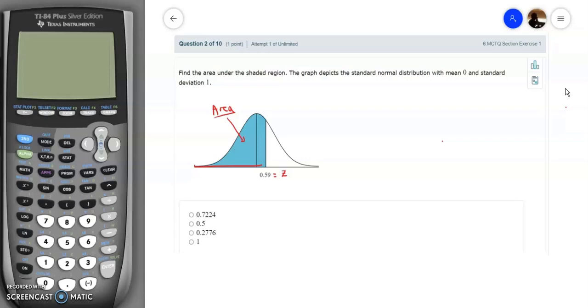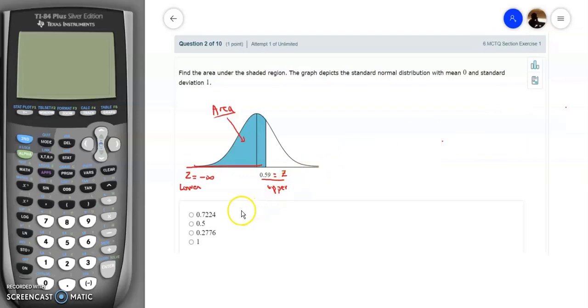In order to use a calculator, you need two things. You need the z lower, the lower end, and you need the upper end. The upper end, we know, is 0.59, and the lower end is going to be minus infinity, because this is going to continue indefinitely, right? So how can you use a calculator to get this? Of course you can use the table, but I think it's easier to go with the calculator.